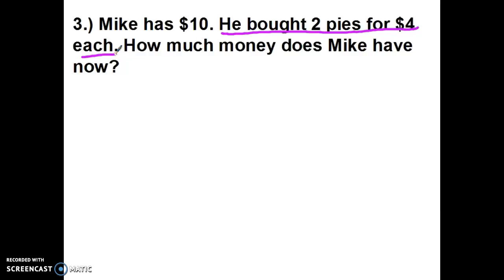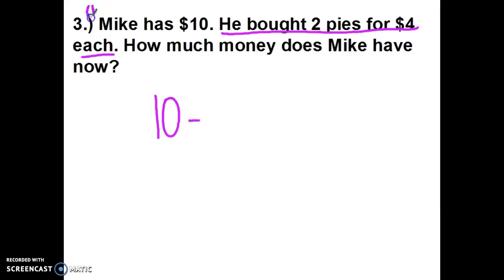And I can also picture Mike having $10. So that's what I know. Now, when I look at how to label the problem in terms of steps, if I'm looking at how much money Mike has now, or how much money he has after he's spent the money for the pies, I know that I need to subtract what I started with minus how much money I spent. So how much money did we start with? Well, we started with $10. So I'm going to take away however much he spent. Well, what did he spend?